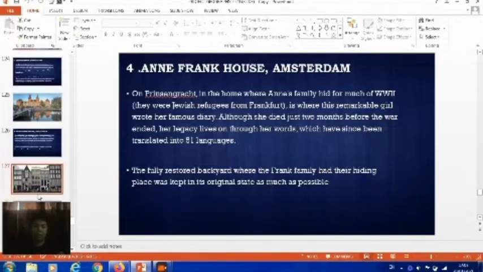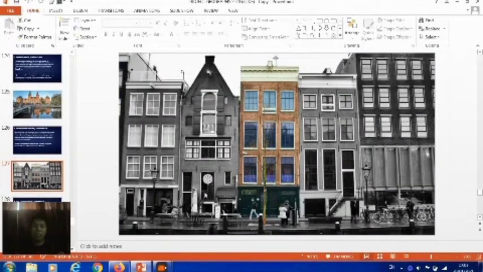Dan di sini dapat lihat adalah sebuah rumah yang telah menjadi tempat tinggal family Anne, yang mana masih kukuh lagi. Di rumah tu terdapat tempat persembunyian rahsia yang telah dibuat oleh mereka ketika perang dunia ketika waktu itu.